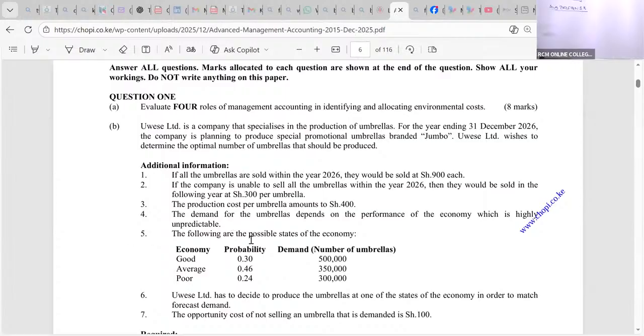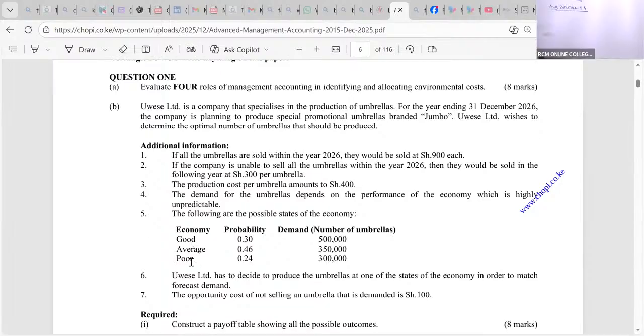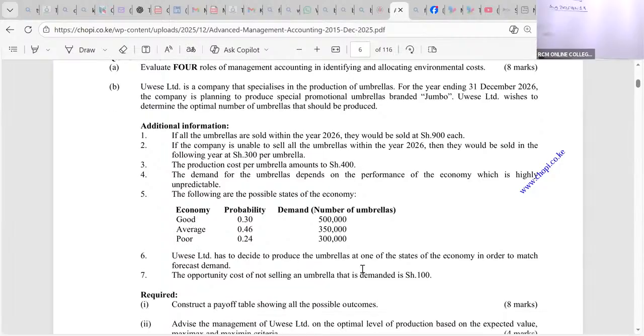Number 5, the following are the possible states of the economy: good, average, poor. SA Limited has to decide to produce the umbrellas at one of the states of the economy in order to match forecast demand. The opportunity cost of not selling one umbrella is 100 shillings. They want us to construct a payoff table showing all the possible outcomes.